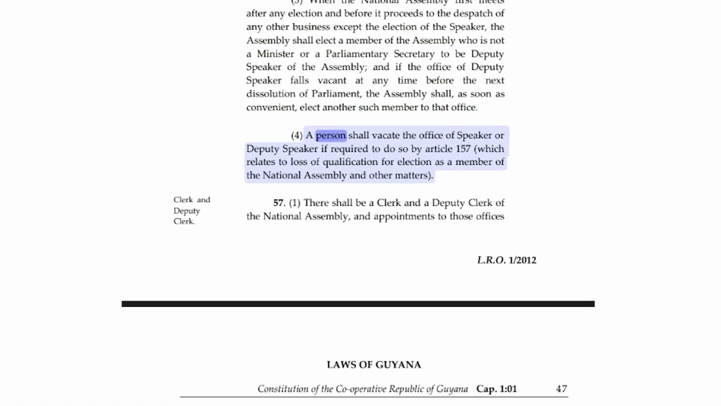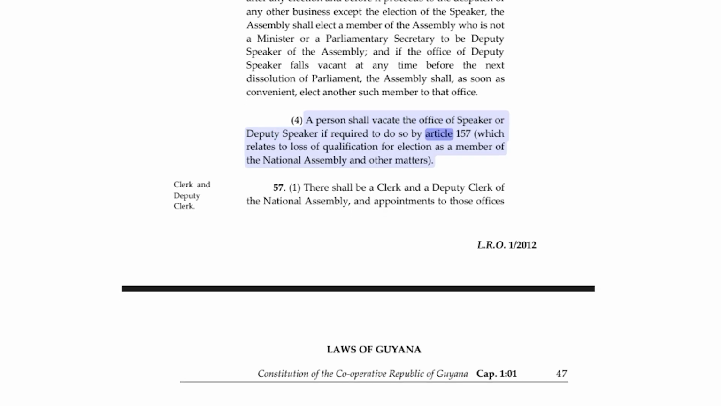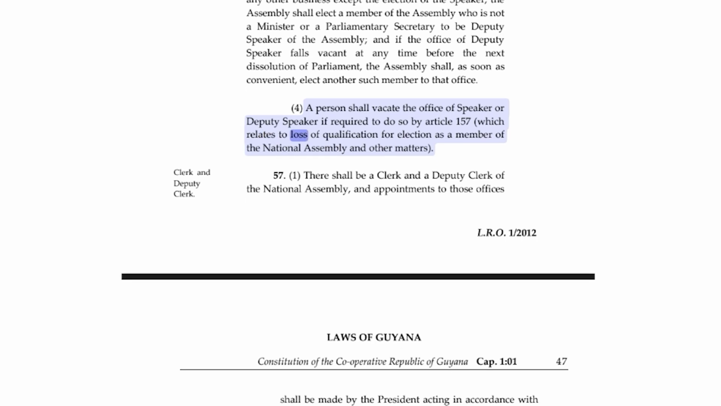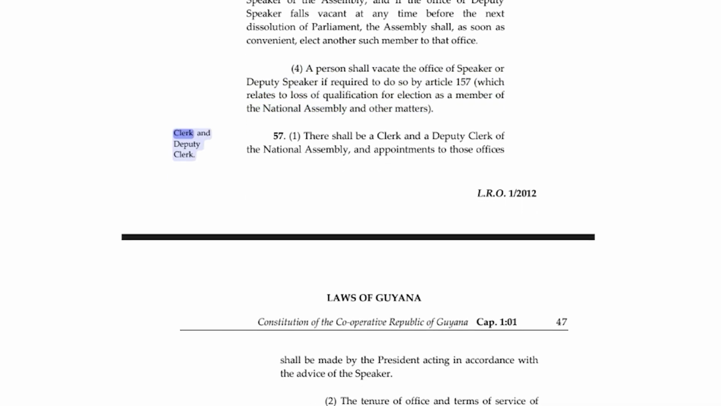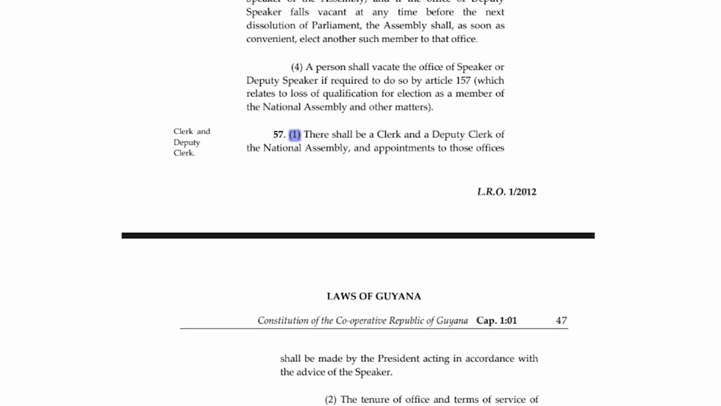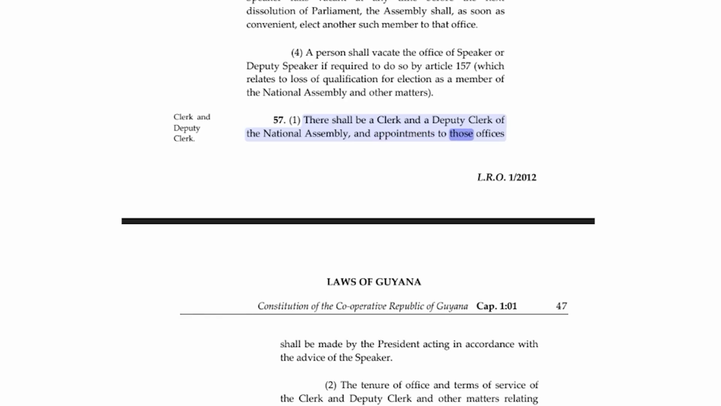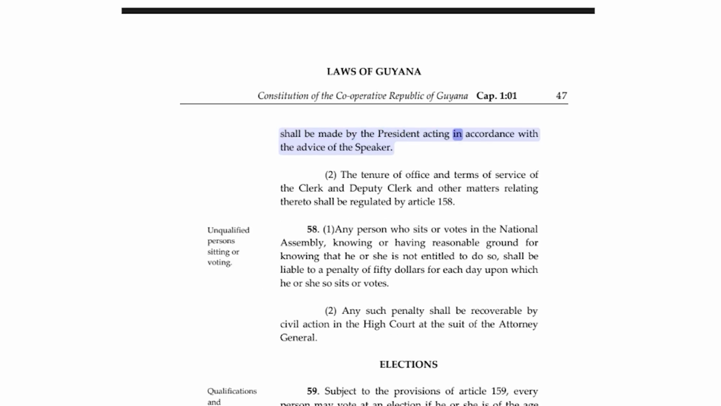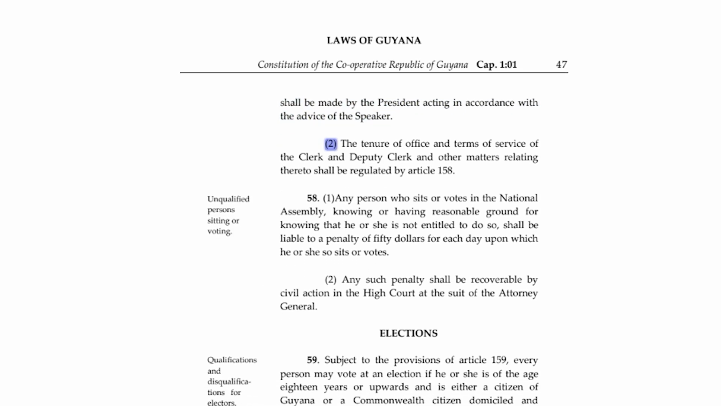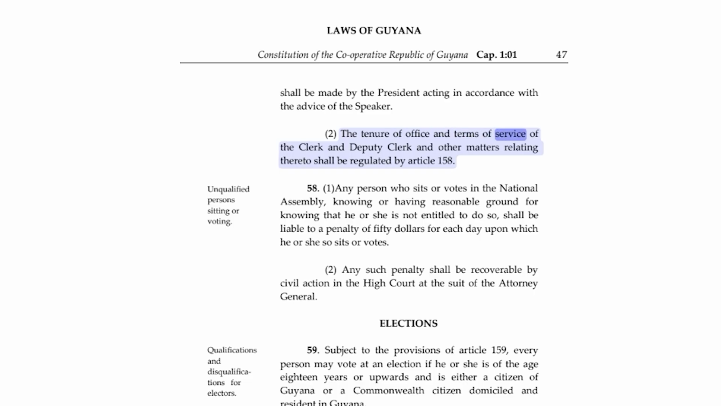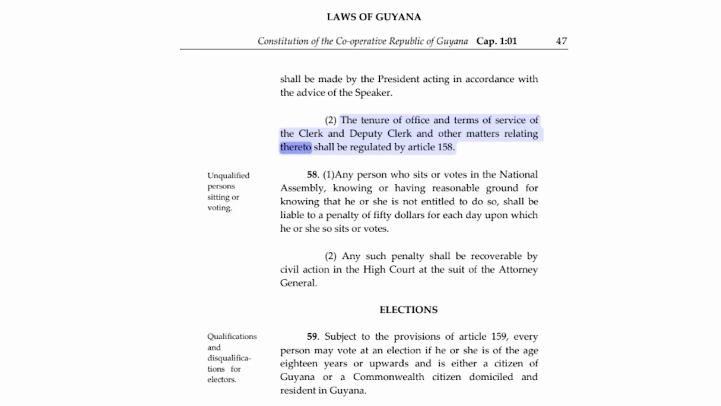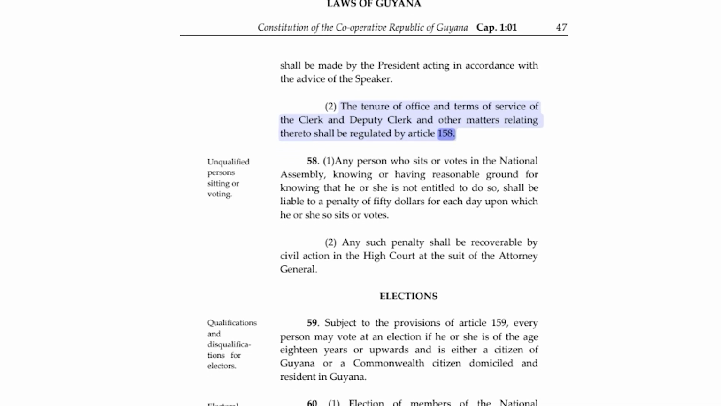4. A person shall vacate the office of Speaker or Deputy Speaker if required to do so by Article 157, which relates to loss of qualification for election as a member of the National Assembly and other matters. Clerk and Deputy Clerk, 57. 1. There shall be a clerk and a deputy clerk of the National Assembly, and appointments to those offices shall be made by the President acting in accordance with the advice of the Speaker. 2. The tenure of office and terms of service of the clerk and deputy clerk and other matters relating thereto shall be regulated by Article 158.